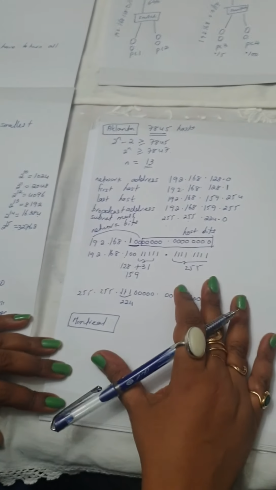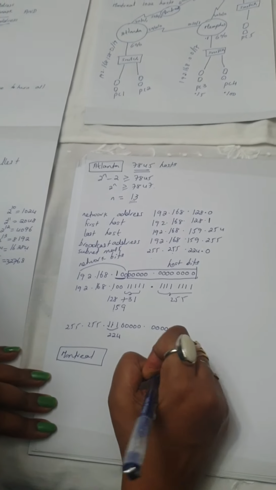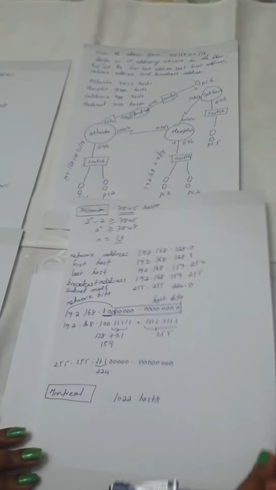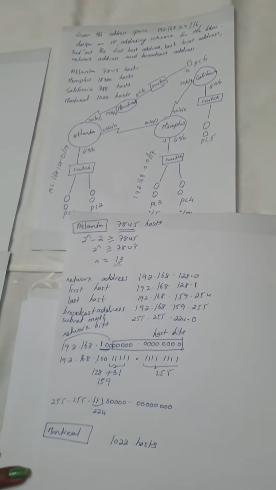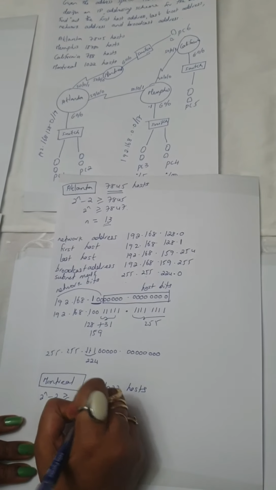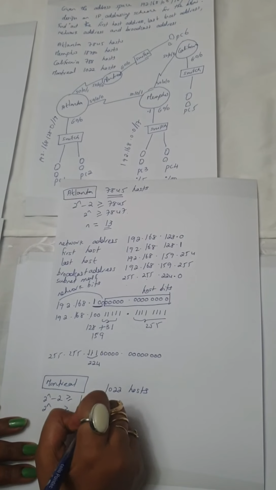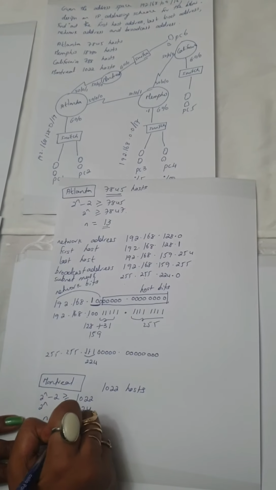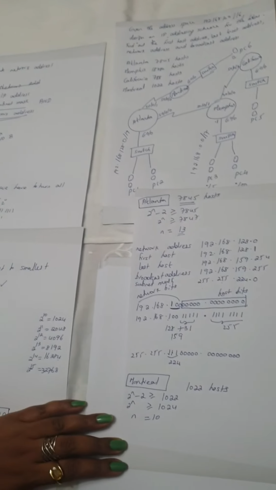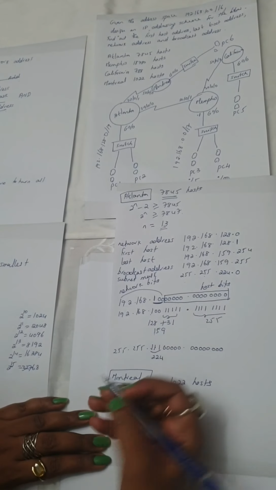For Montreal, we have to give 1,022 host addresses. So Montreal requires 1,022 host addresses. Now 2 power n minus 2 greater or equal to 1,022. Here it's 1,024. So n is equal to 10. All right, so n is equal to 10. What does this mean?